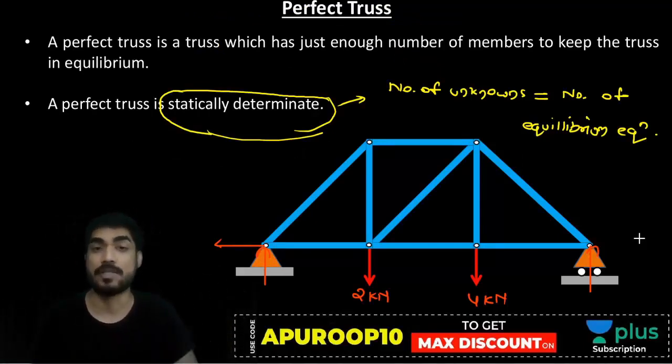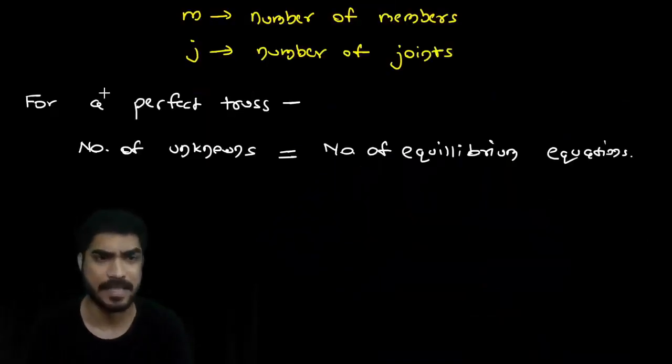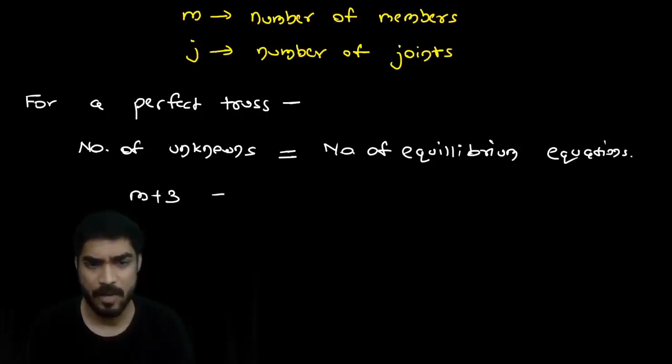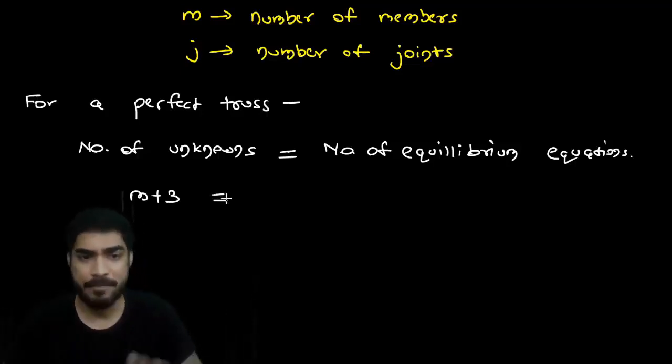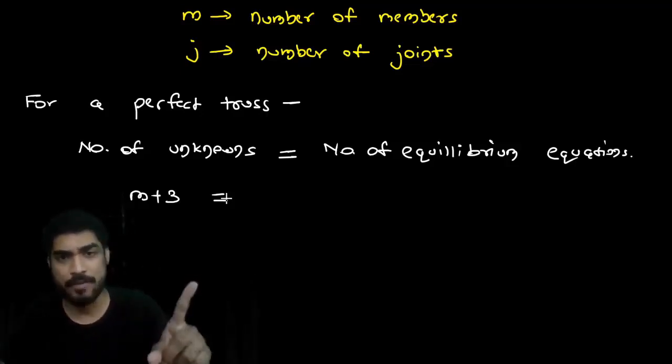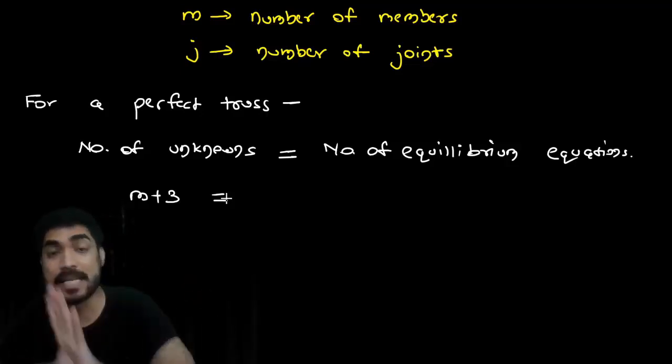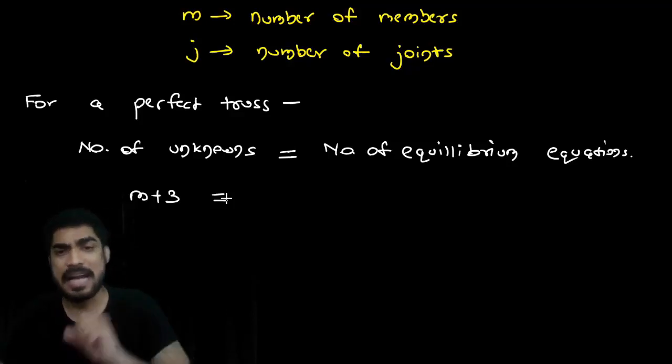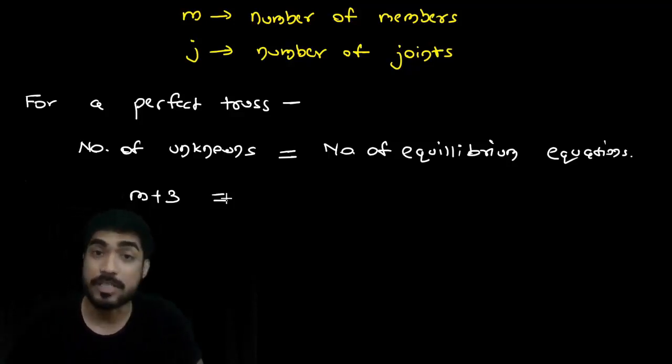So how many unknowns? M plus 3, right? M plus 3 will be the number of unknowns. M number of members, and in every member there is one unknown force. So M number of unknown forces in members plus 3 reactions. Okay. And how many equilibrium equations do you have?